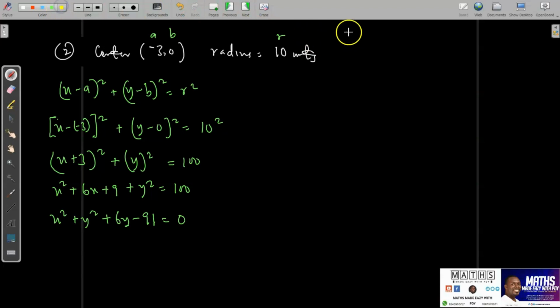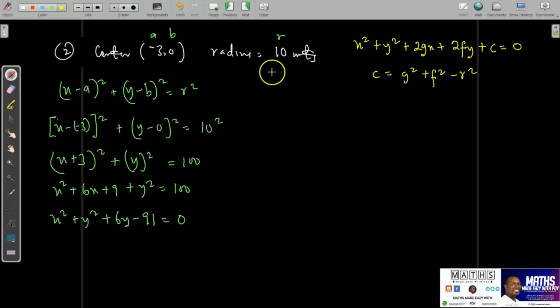So I'm using the yellow. We have x squared plus y squared plus 2gx plus 2fy plus c equal to 0. c is the same as g squared plus f squared minus r squared. So before you can use this formula, your g must be negative and your f must also be negative in terms of the center. But the r value is whatever has been given to you.